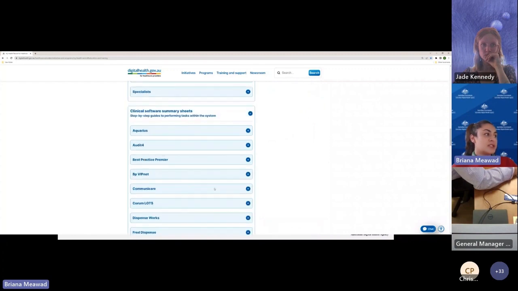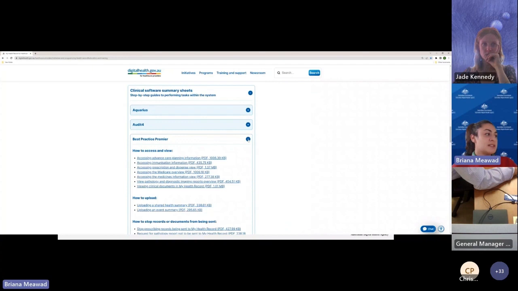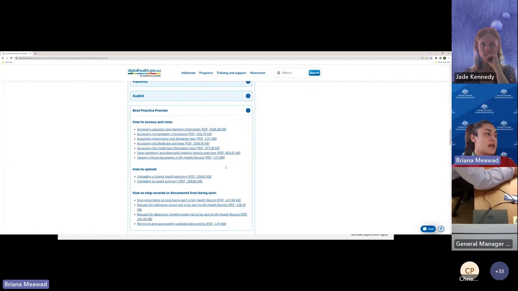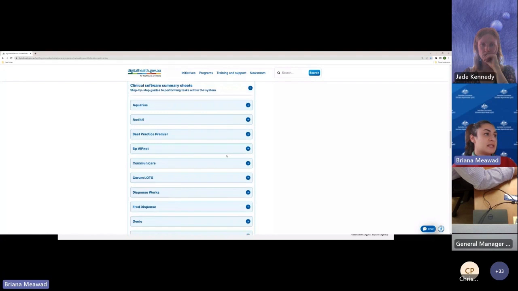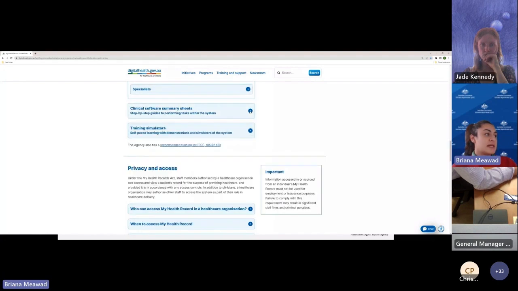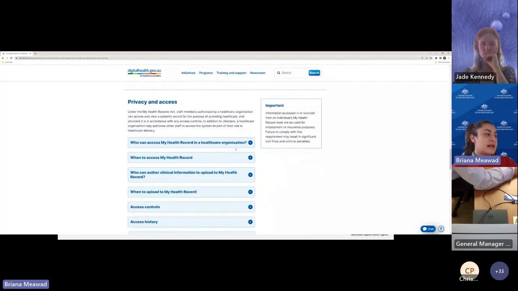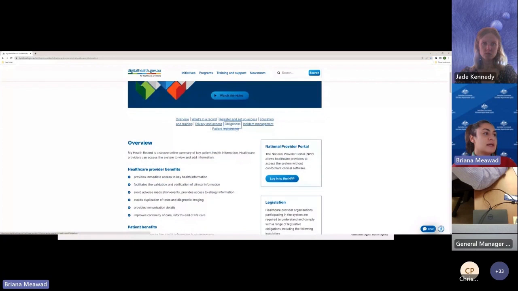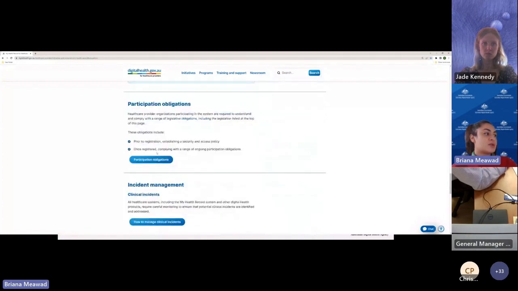So for example, just as an example today, let's open Best Practice. You can see that there's a range of how-to guides, and these are one-page guides on how to do specific tasks within My Health Record. And you'll see that withholding documents is also listed in all of these software products. What I'll also highlight here is if we go back up to the top and click on obligations, that's going to take you straight down to the button which will open up our participation obligations information for using the system.